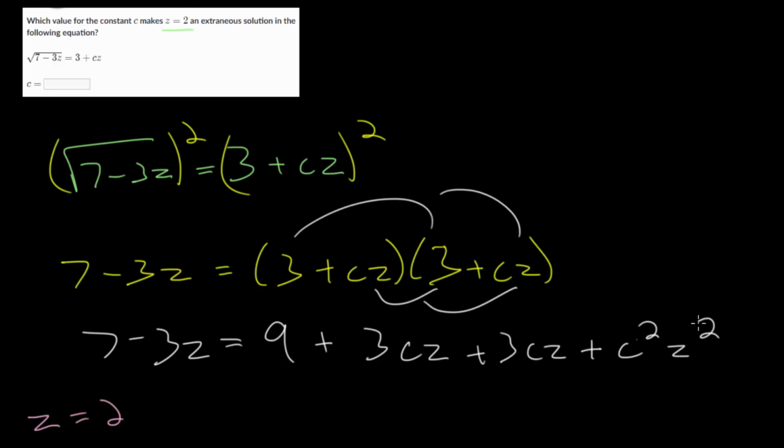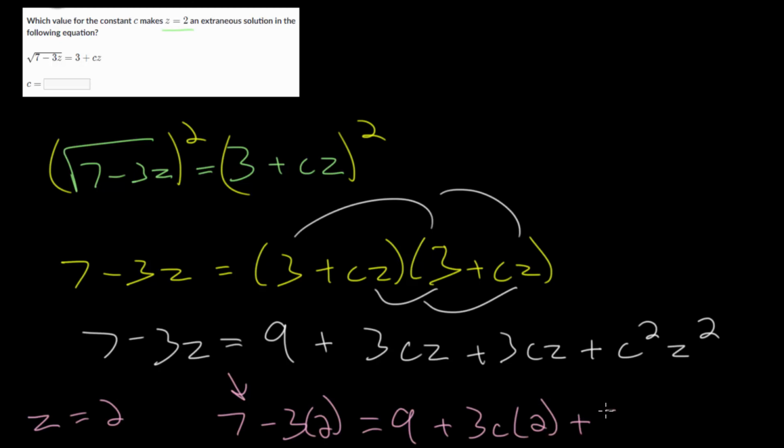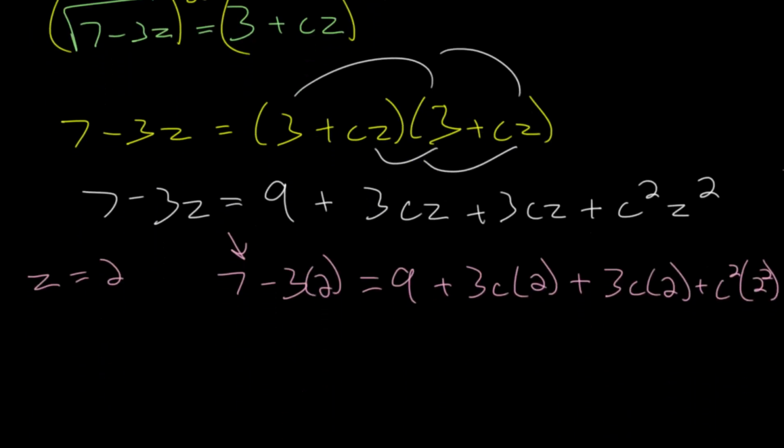We have that z is 2. And once we do that, you'll see we end up with a quadratic equation, which will give us two solutions where one of them will actually make sense and the other one will be extraneous. So from there, we have that 7 minus 3 times 2 is equal to 9 plus 3 times c times 2. And we're going to have that again, 3 times c times 2 plus c squared times 2 squared. And let's just simplify everything.